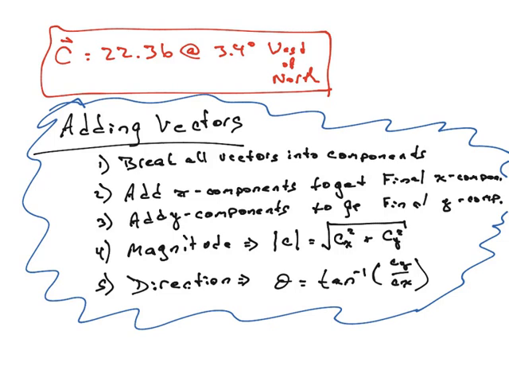You break into components, add the x's with the x's, add the y's with the y's, then you do magnitude and direction. When you do your direction, all you have to do is be careful before you box your answer, is visualize what the vector should look like, and you do it by looking at the x and y components. If they're in the same quadrant, then your answer is fine. If it's in a different quadrant, then add 180 degrees to that answer, and then you have the right answer.